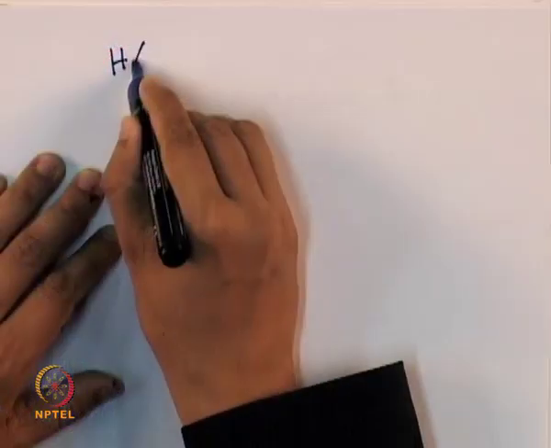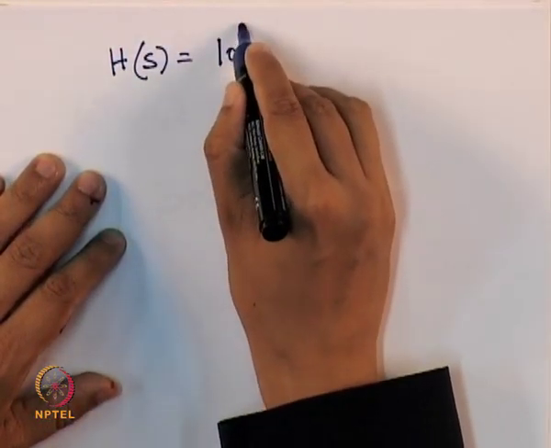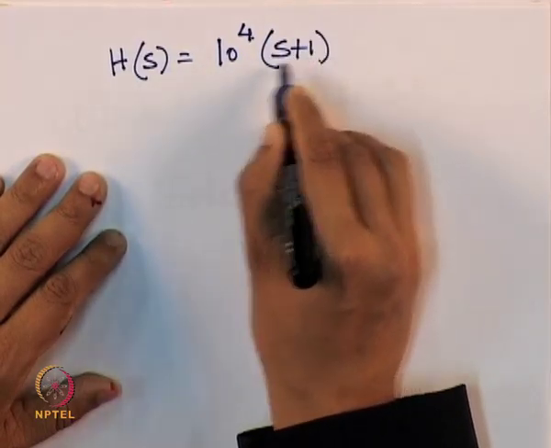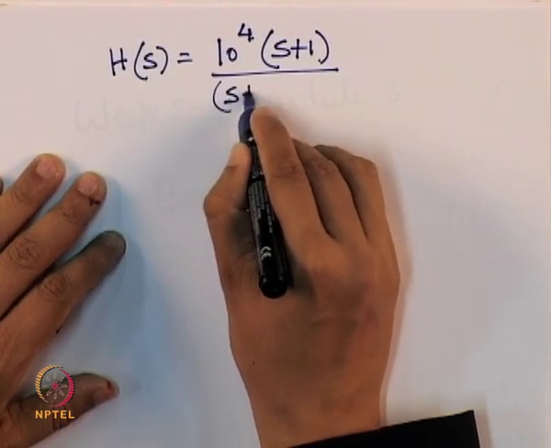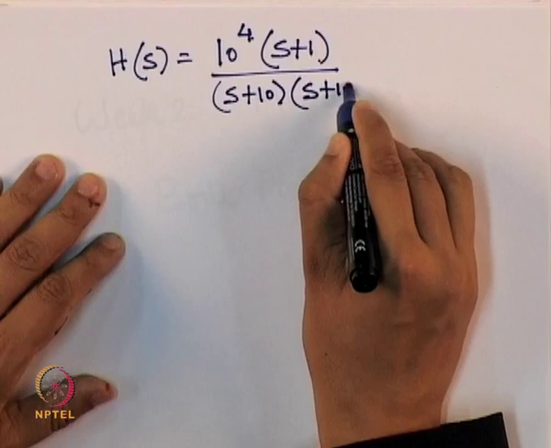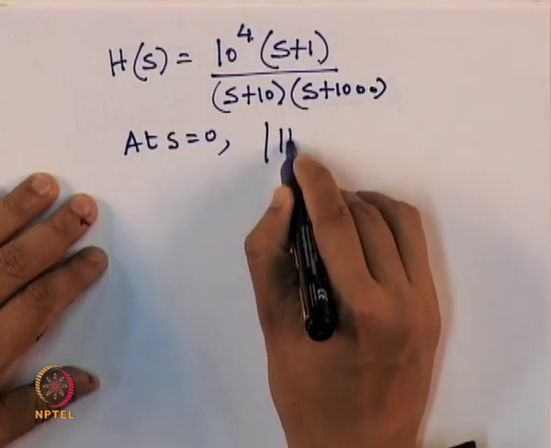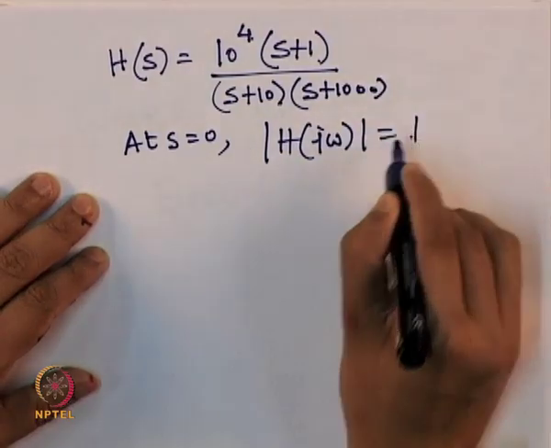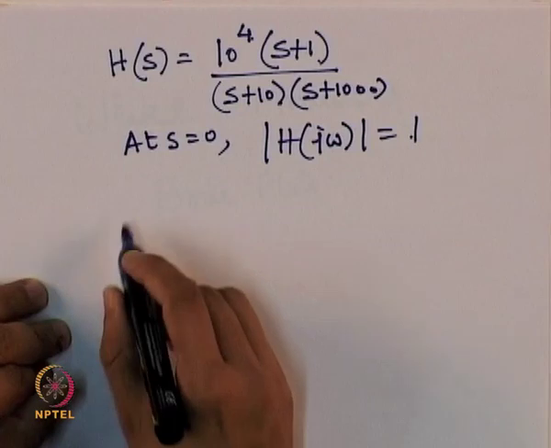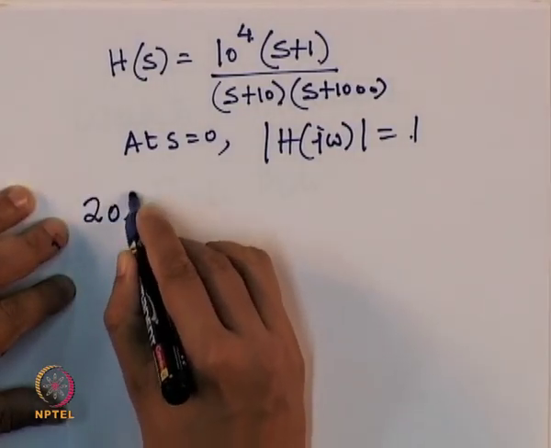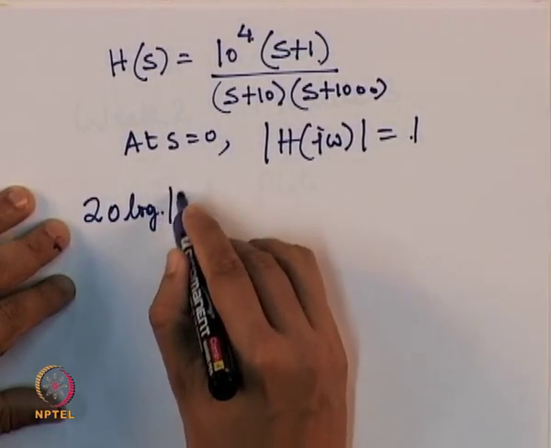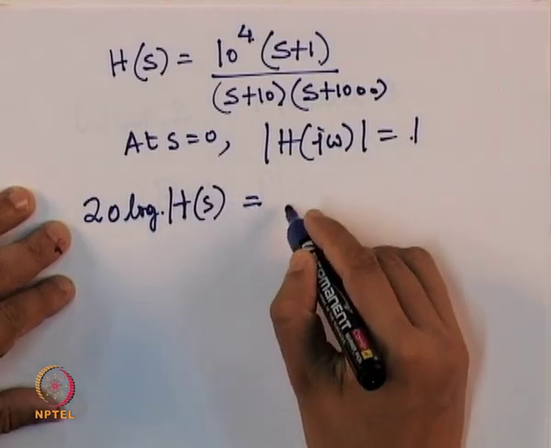Let us take a further more concrete example that will illustrate all the concepts that we have discussed so far better. So, we have a transfer function given like this. First thing you note that at s equal to 0, that is the DC, the magnitude of H of j omega is equal to 1. Okay. So, it will start from a 0 dB line. Now, if we take the magnitude of this, it will appear something like this.